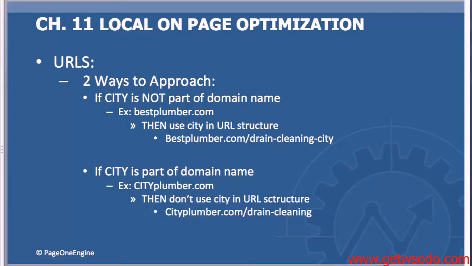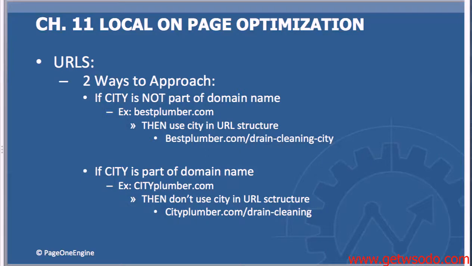example below, bestplumber.com/drain-cleaning-city. So the city is going to be in the URL because you're not using it in the domain. You don't want to put cityplumber.com/bestplumber-in-city/contact. You're using city too much and that just looks way unnatural.